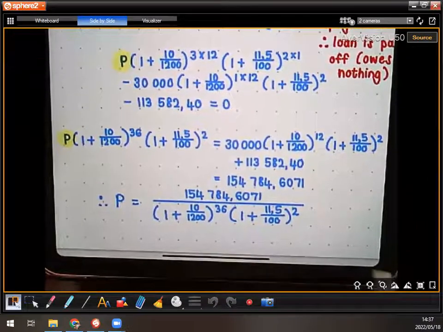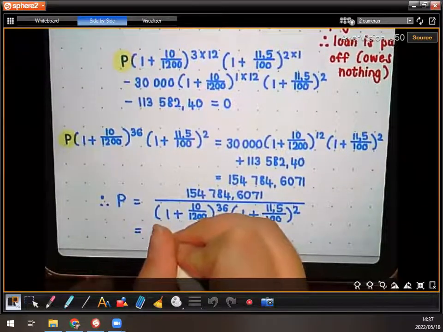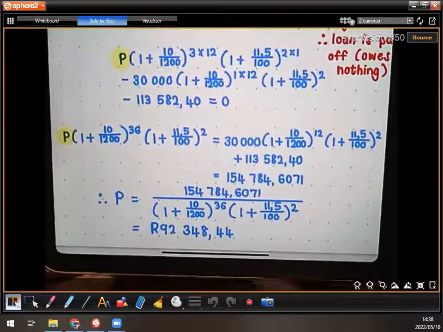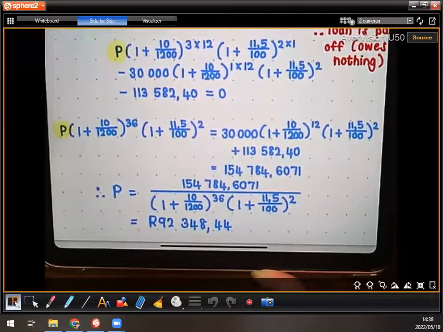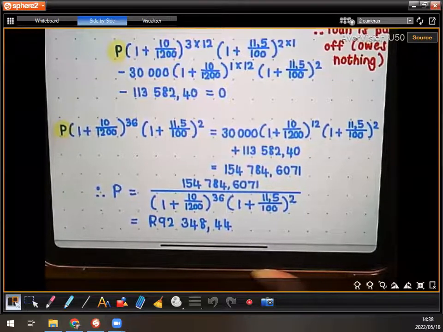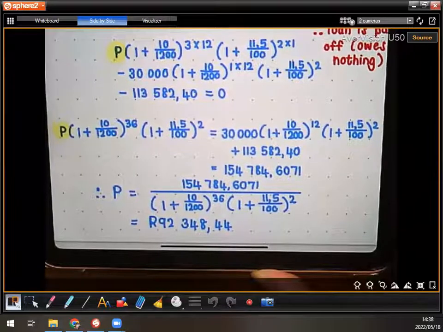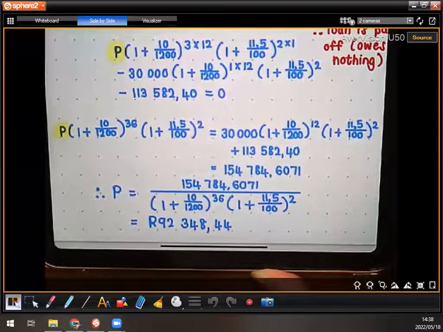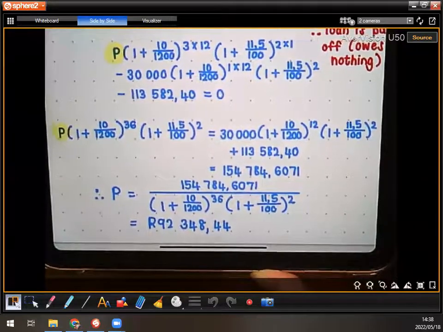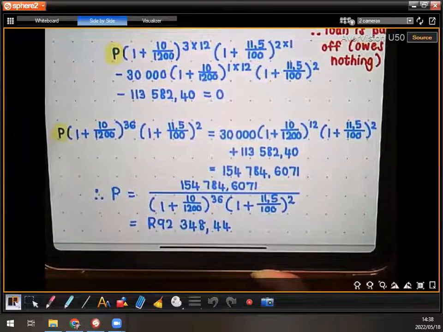Okay, I am getting an answer of 92,348 rand and 44 cents. Let me know if anyone got a different answer there. Anyone get that? Usually for these questions, we do try and give you a nice answer so that it's like 100,000 or something. Exercise 2, number 8. I'm just checking. Yeah, it is that. 92,348.44.